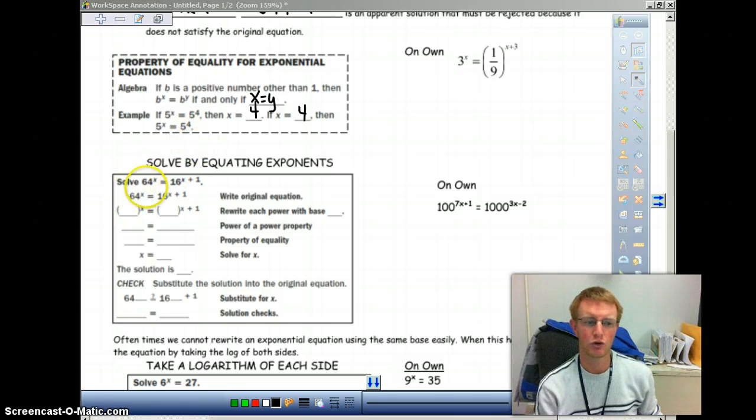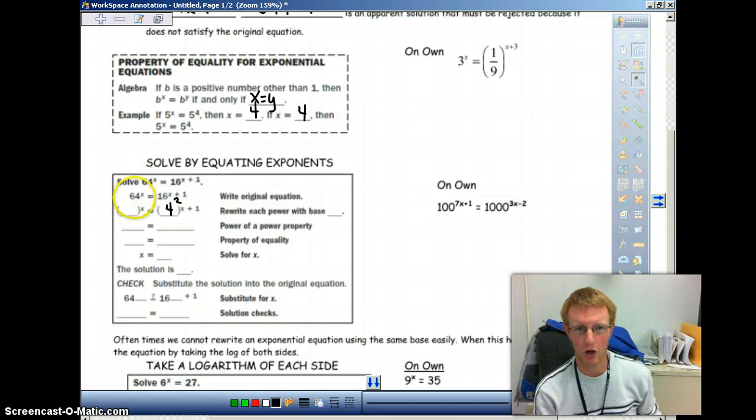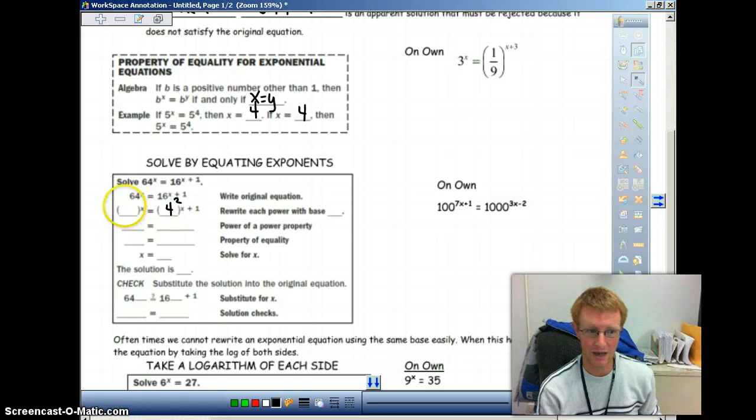Like, for example, you could technically write 64 as 8 squared because 8 squared is equal to 64. You could write 16 as 4 squared. But we need these two to be the same. So what I do is I always look for my lower number and I say what is the most common base, or what is maybe the only base I can get out of that. And the only base that I can get out of 16 is 4. That means we have to rewrite it as 4 squared. Now, that means that 64 is also going to have to be written as a base of 4, and it can be 4 to the third power.